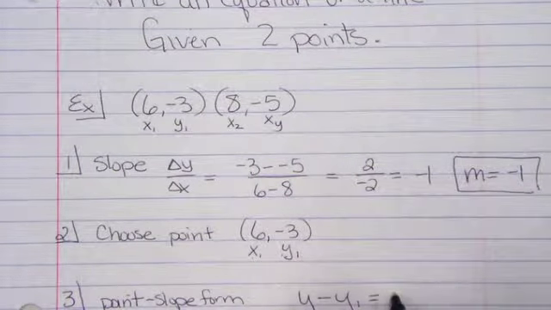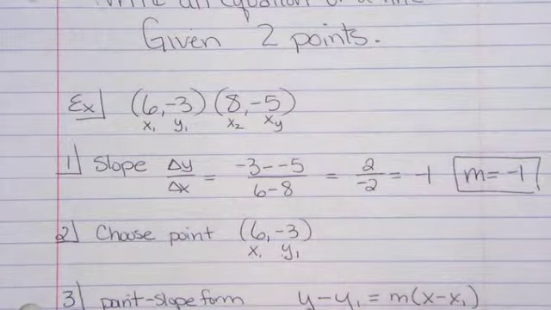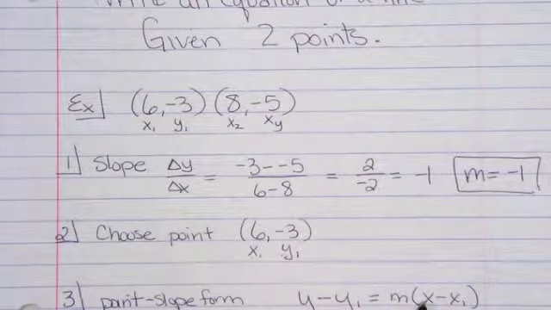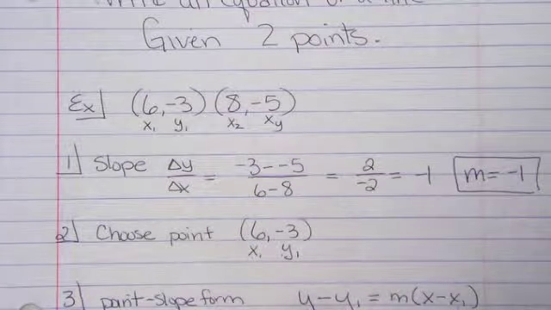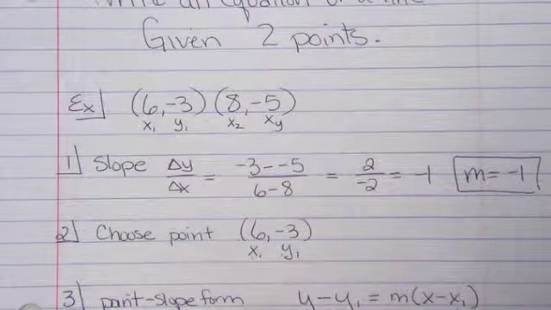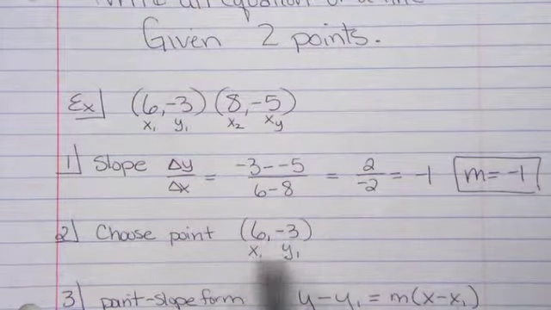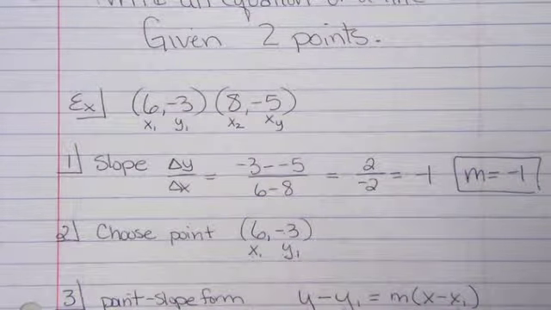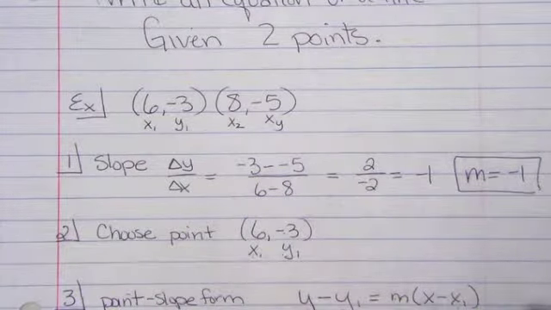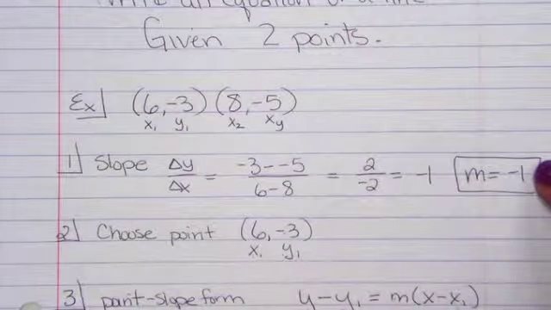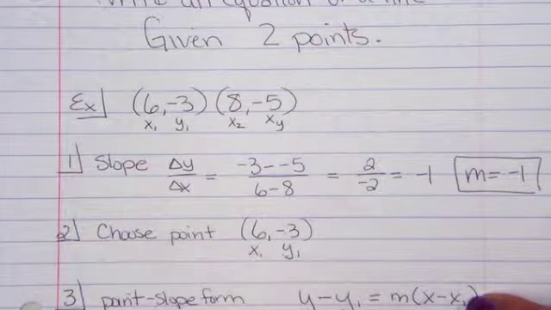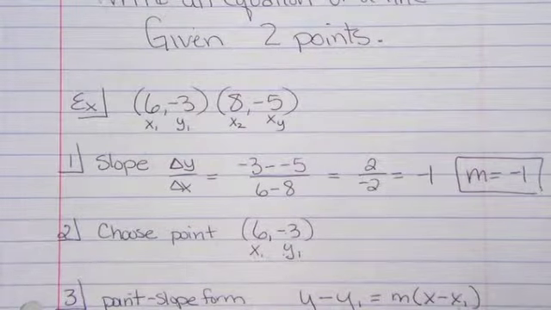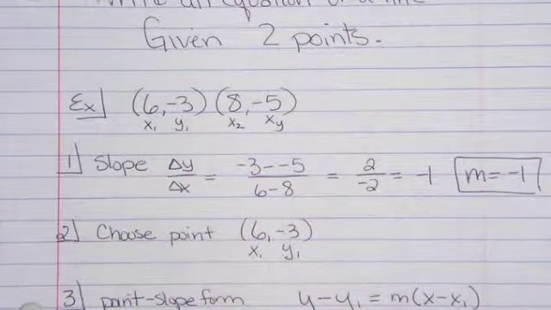Point slope form is y minus the y value of your point equals the slope times x minus the x value of your point. I am going to get the slope and the x1, y1 values from the slope and the point that I chose. So I have y minus my y1, which is -3, equals my slope, which we found right here to be -1, times x minus my x1 value, which is right here, 6. Pretty this up. And here is my equation in point slope form.